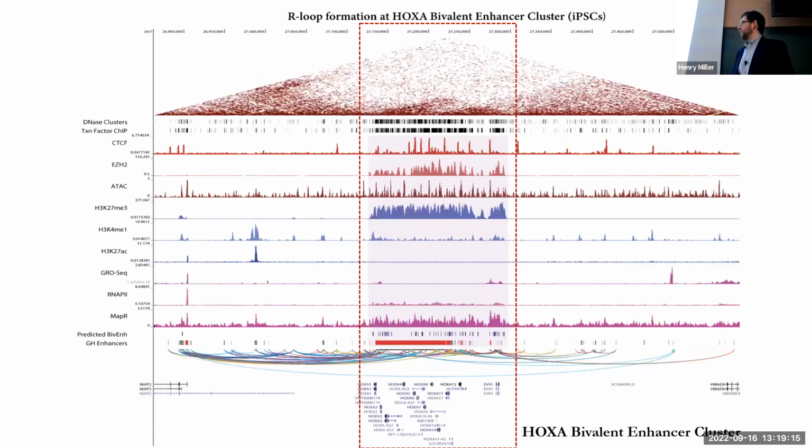Here's another example, HOX-A. We see again R loops being formed, and we see RNA Pol II occupancy, and yet pretty much no nascent transcription is occurring.